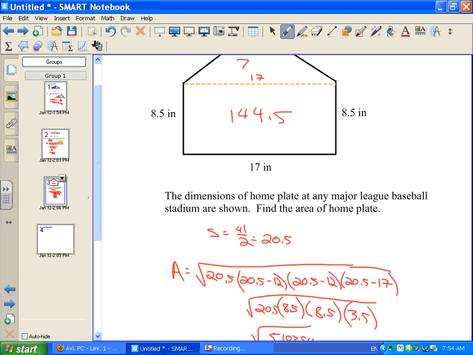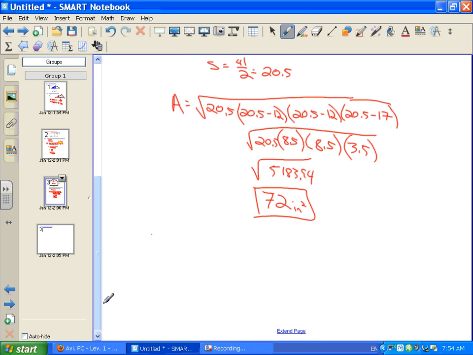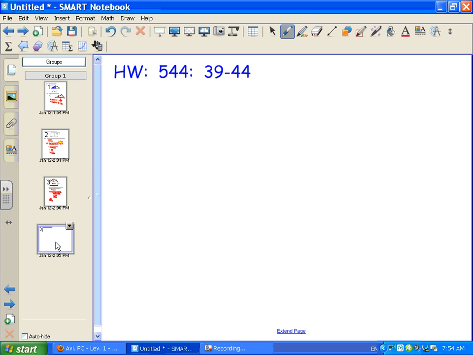So the whole thing, 144.5 plus 72, 216.5 square inches. Pretty easy. Good stuff. Homework. That's the last new stuff that you guys will have before the quiz on Monday.